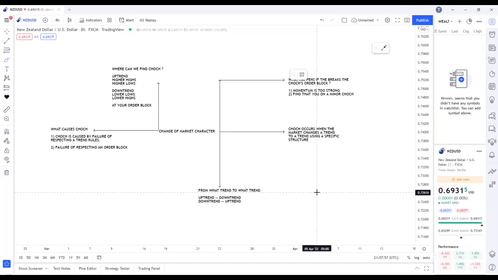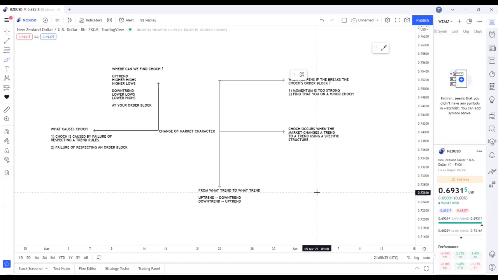On today's session, we're going to be focusing on change of market character, which is mainly known as CHOCH. I think that's the abbreviation. So, what is change of market character? Change of market character occurs when the market switches from trend to trend using a unique and specific structure. There's a certain structure designed to help you understand when the market switches its character from one place to another. The term character means trend.